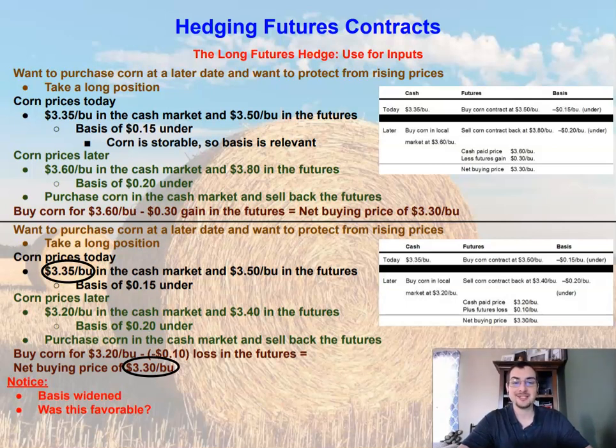Remember that whenever the basis widens, it's actually favorable for the long hedger, and here's why. And if you remember, for the short hedger, if the basis narrows or strengthens, it's actually a positive aspect for the short hedger.